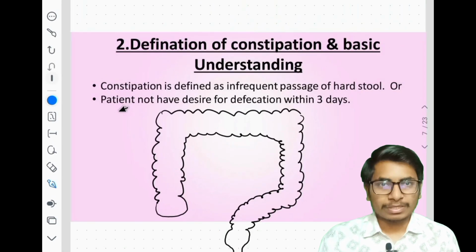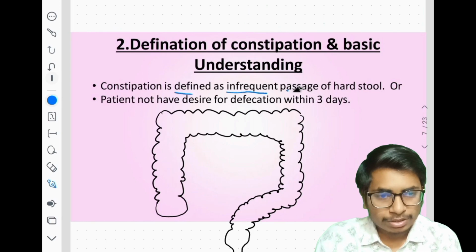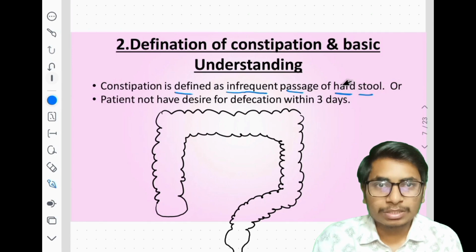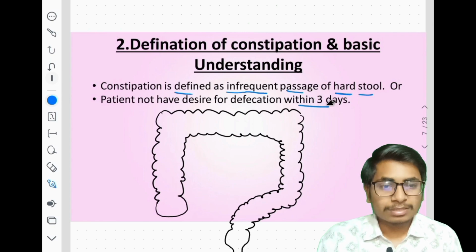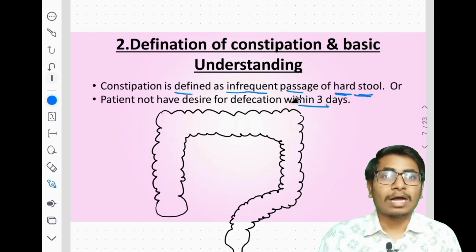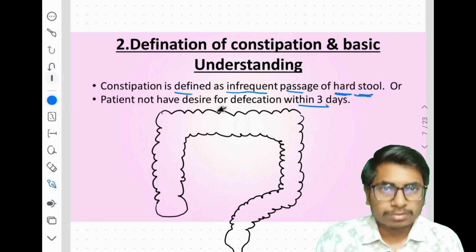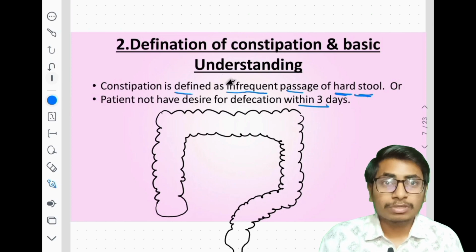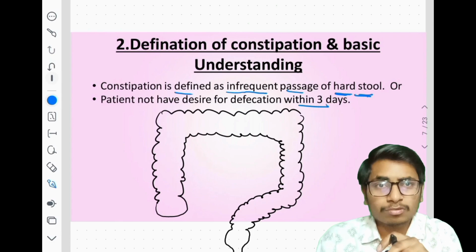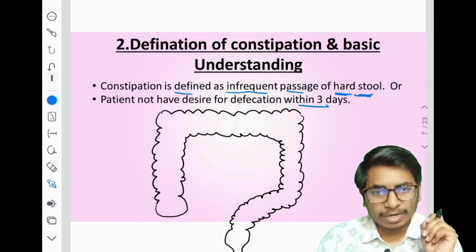Now we discuss constipation. Constipation is defined as infrequent passage of hard stool and/or the patient not having a desire for defecation within 3 days. In this definition there is one term, hard stool. Hard stool indicates the absence of water content in the stool. So why is that hard stool formed? Due to the hard and dry stool, it is difficult to move forward through the propulsive mass movement.